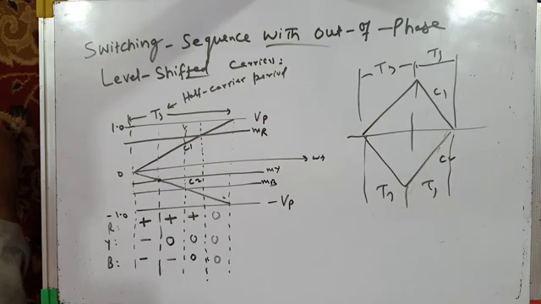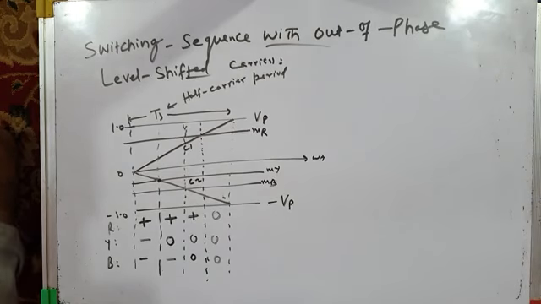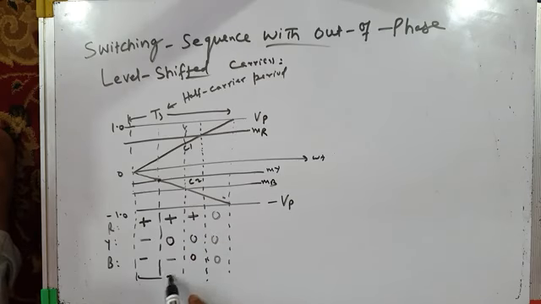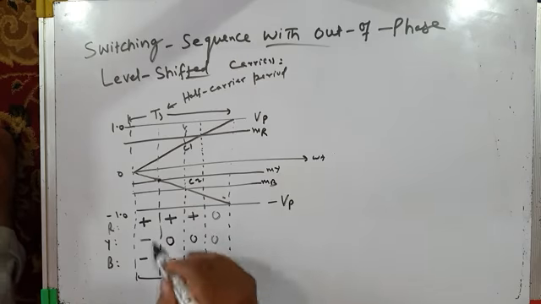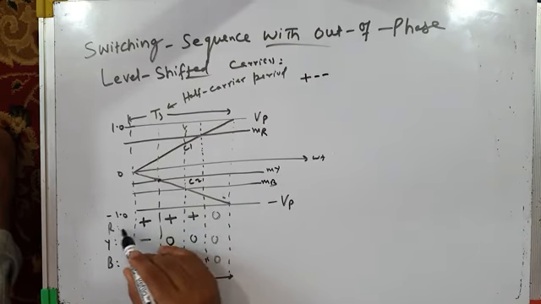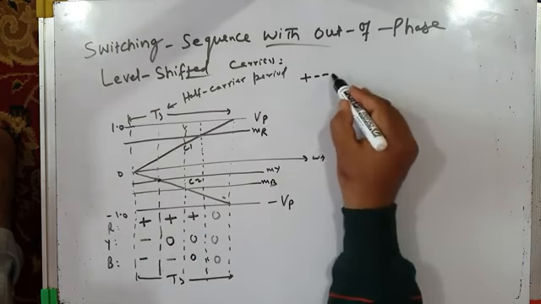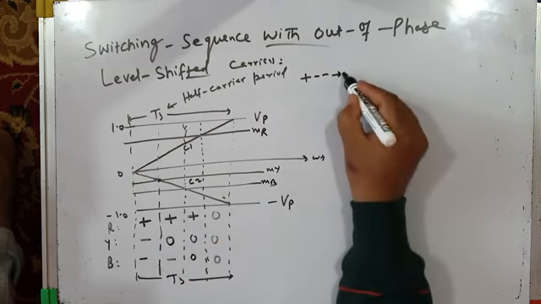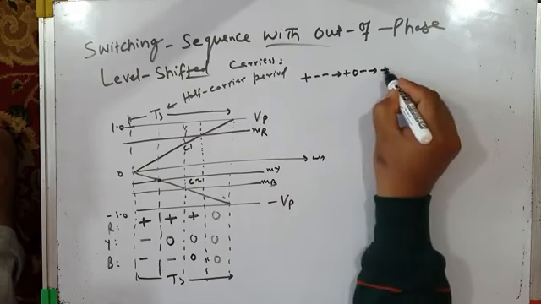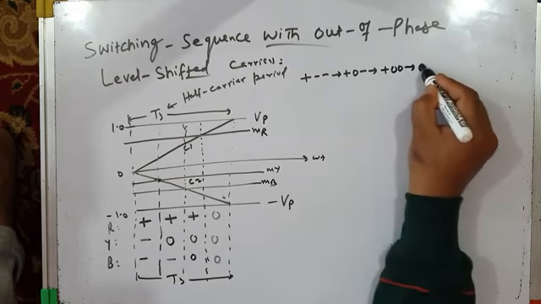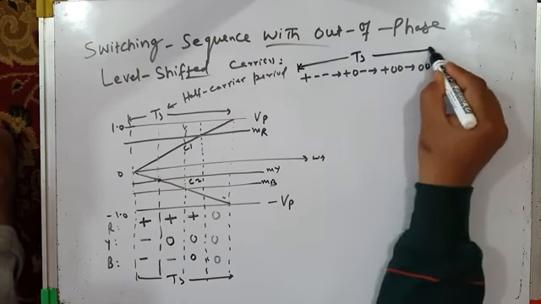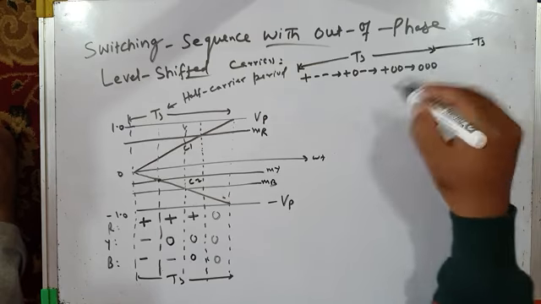So what will be my switching sequence? Let me show you the switching sequence. This is the first subcycle, TS. In one subcycle, the switching sequence for R, Y, B is plus minus minus, followed by plus 0 minus, followed by plus 0 0, followed by 0 0 0. This is one subcycle. And in the next subcycle, we know it is in reverse order.